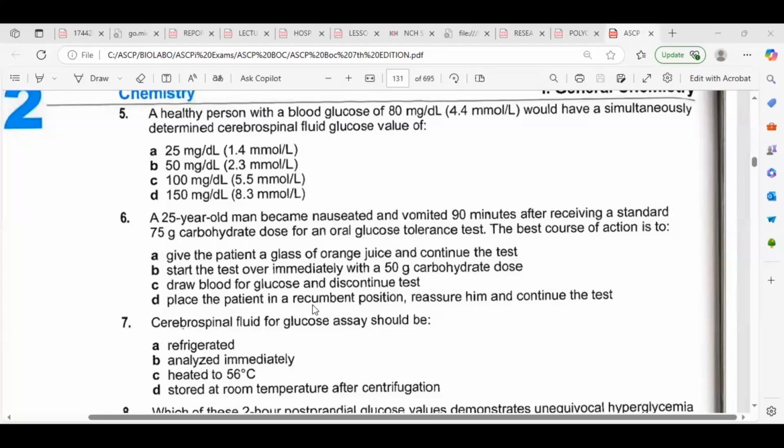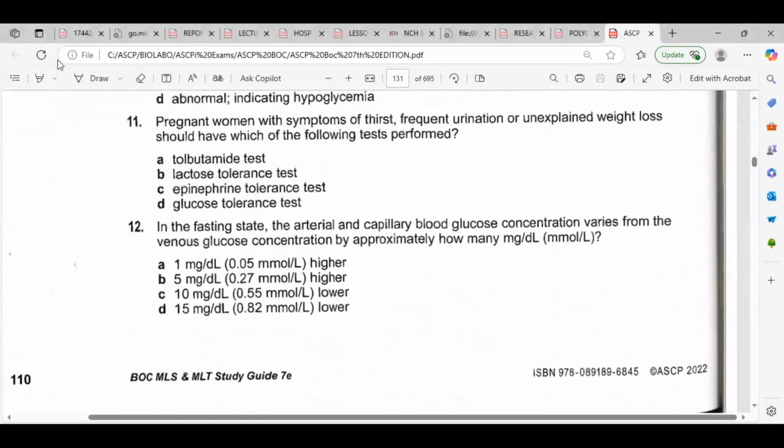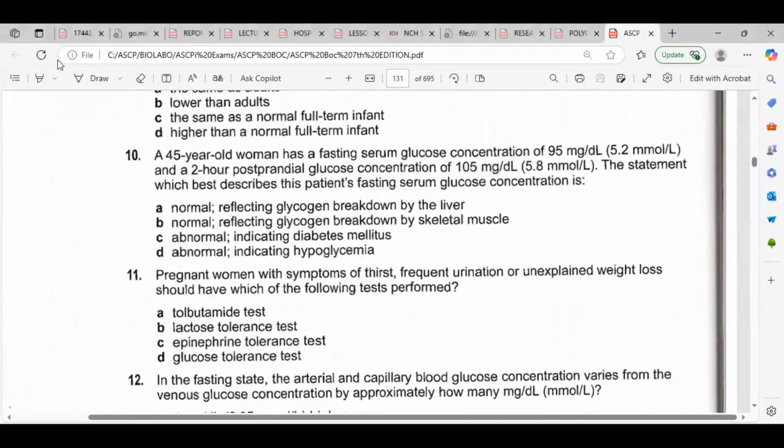So this one is also simple. So this kind of carbohydrate analysis. So let's go to the question. Excuse me, sir. I wanted to inquire, sir, what would happen if we just reassured the patient and continued the test?